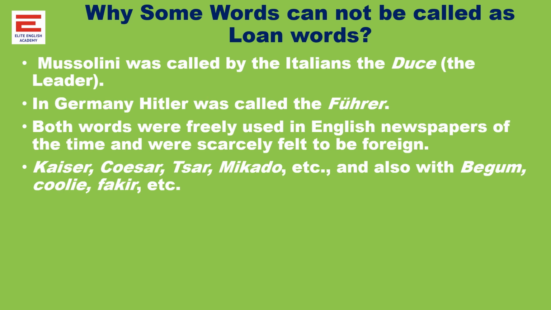Similar words that became English over a period of time are Kaiser, Tsar, Mikado, and Begum, Coolie, Fakir. Begum, Coolie, Fakir have Indian origin.